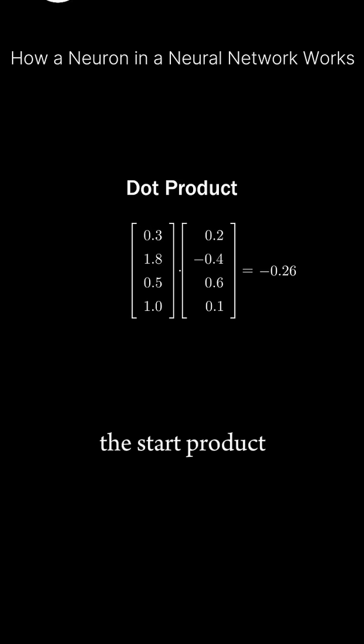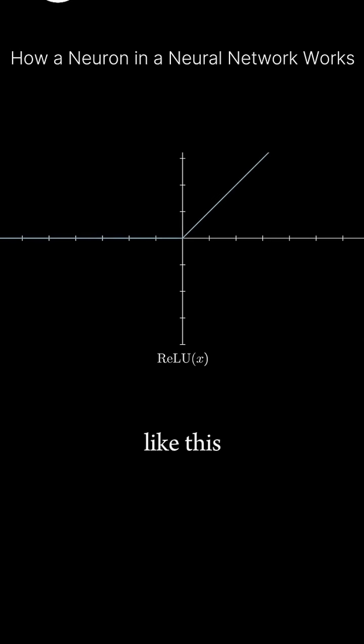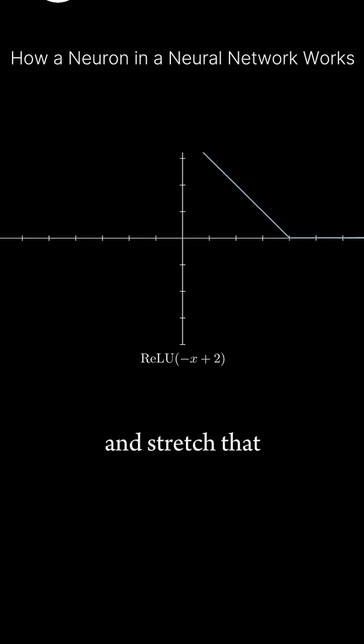Finally, this dot product is then passed to a very simple activation function, in this case a ReLU, which here returns 0. A ReLU looks like this. The activation function defines the neuron's mathematical shape, while the weights shift and squeeze and stretch that shape.